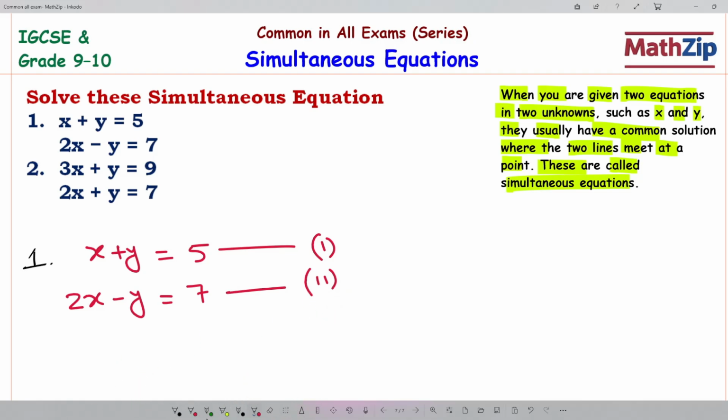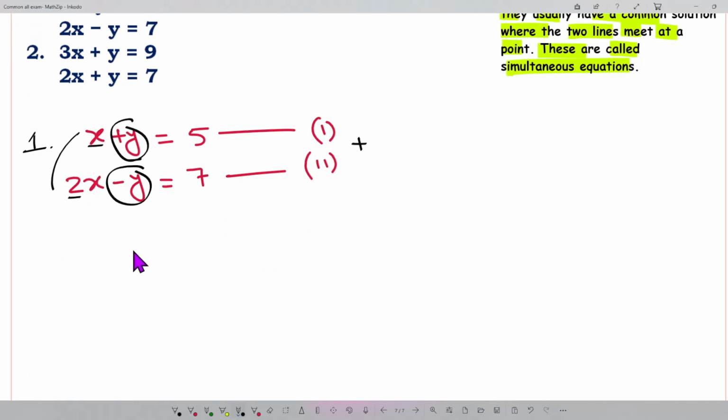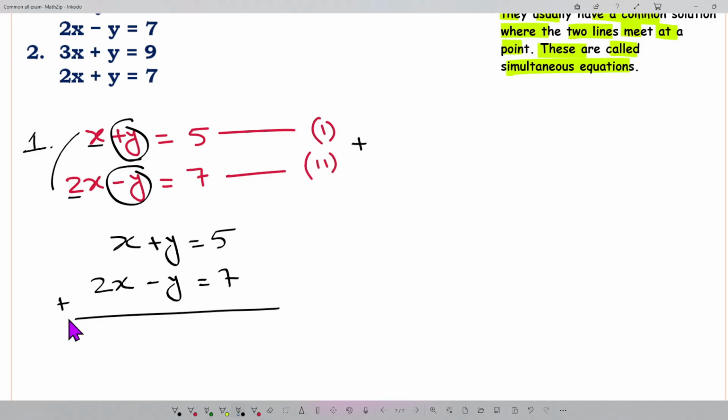Now we have to find the coefficients of the unknowns. In equation 1, x has coefficient 1 and y also 1, but in equation 2 the coefficient of x is 2 and y again 1. In this case, here is plus y and here is minus y. If we add, we will get the value of x. So we can do it this way: x plus y equals 5, 2x minus y equals 7, simple arithmetic.